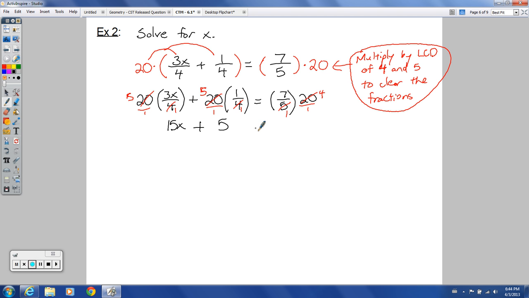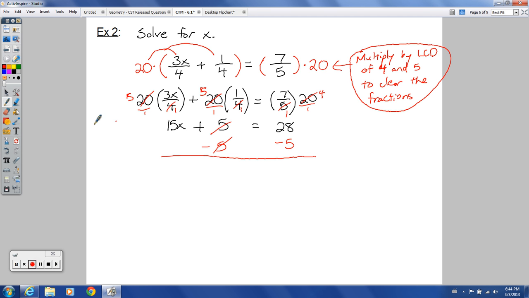So I have 15x plus 5 is going to equal, and then on the top here, 7 times 4 is 28, and then 1 over 1, or 1 times 1 is just 1. That'll be over 1, which is just 28 then. So at this point, our different color, let's use this to finish it up. So pretty straightforward algebra problem from here. Hopefully we're used to those things by now.